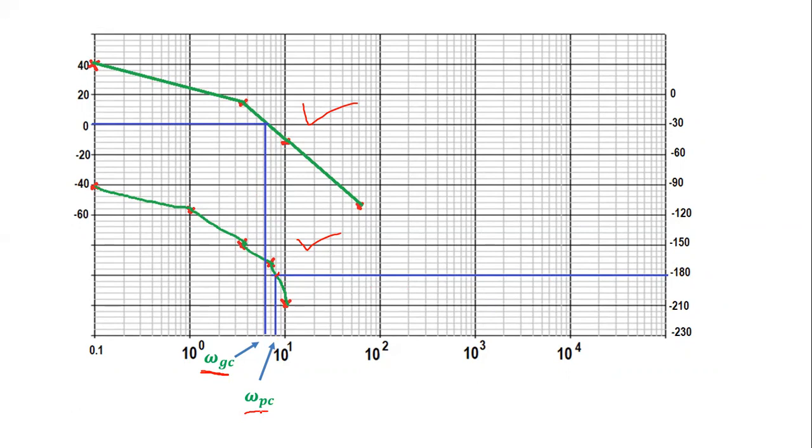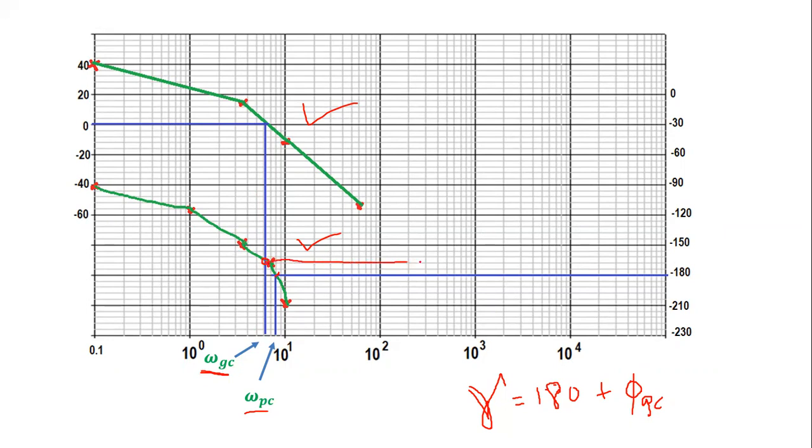Once we know the gain crossover frequency and phase crossover frequency, we can identify the gain margin and phase margin. First, we will see how to identify the phase margin. Phase margin is 180 plus phi GC. What is phi GC? Phi GC is the phase angle at the gain crossover frequency. Already the gain crossover frequency is there. That gain crossover frequency intersects the phase plot here.